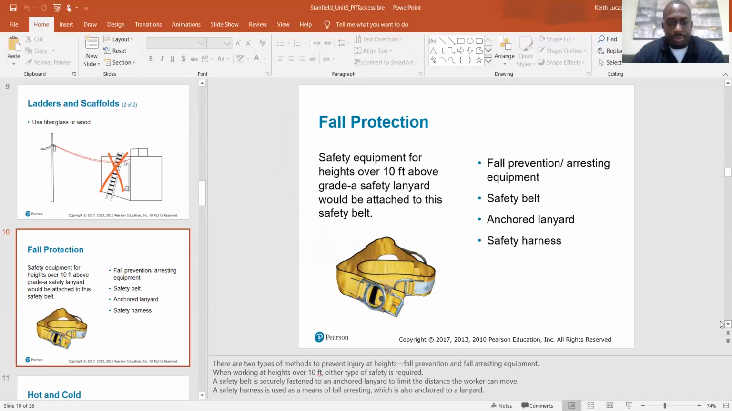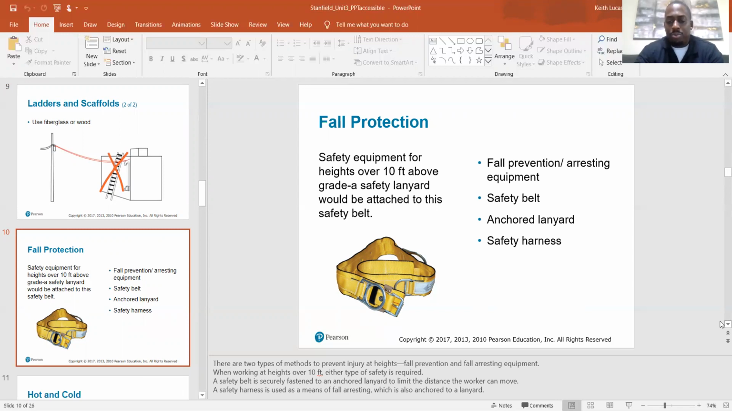Fall protection. There are two types of methods to prevent injury at heights: fall prevention and fall arresting equipment. When working at heights over 10 feet, either type of safety is required. A safety belt is securely fastened to an anchored lanyard to limit the distance the worker can move. A safety harness is used as a means of fall arresting, which is also anchored to a lanyard.